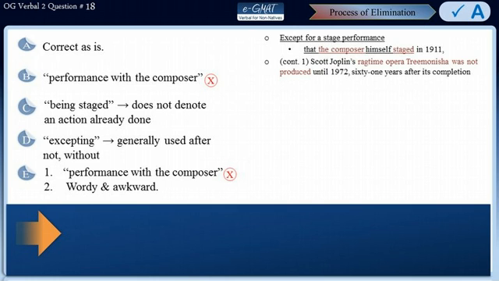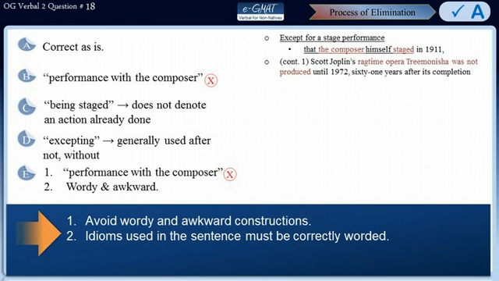Time to take a look at the takeaway messages. We must avoid wordy and awkward constructions because they fail to communicate the intended meaning of the sentence most effectively. Also, any idiom that we use in a sentence must be correctly worded.